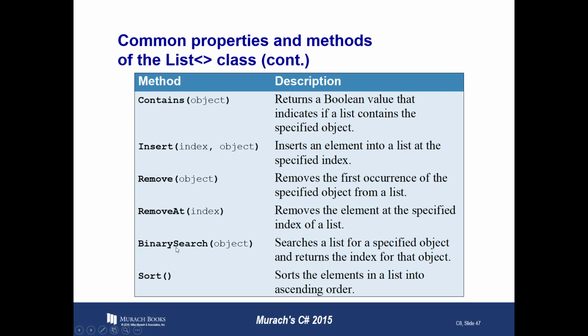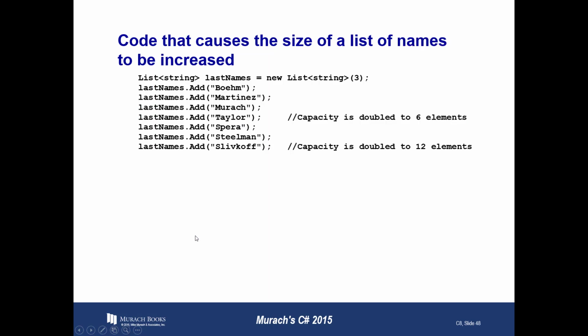You can run a binary search, and I explained that to you in an earlier lecture, on a list. You can sort a list. So if you're going to run a binary search on a list, you would sort it first, because you always want to run a binary search on a sorted list.